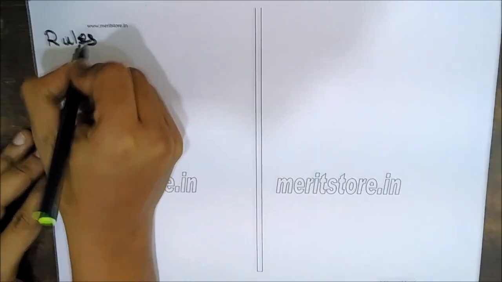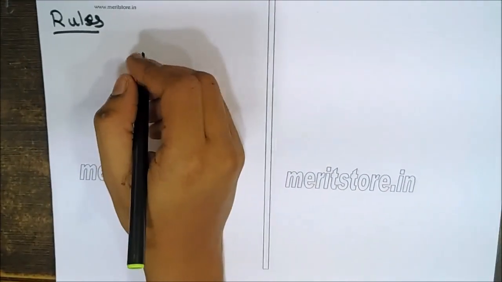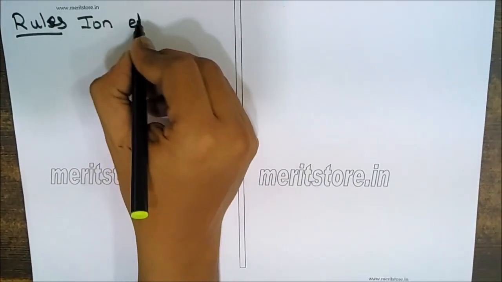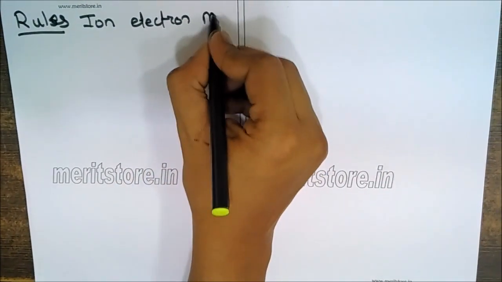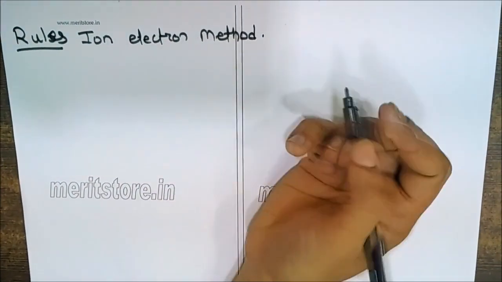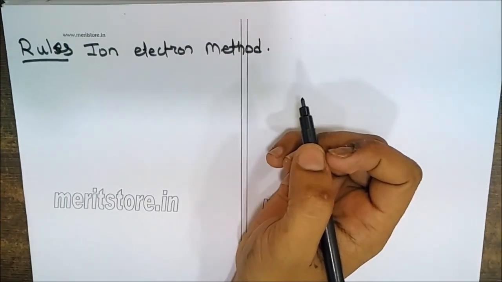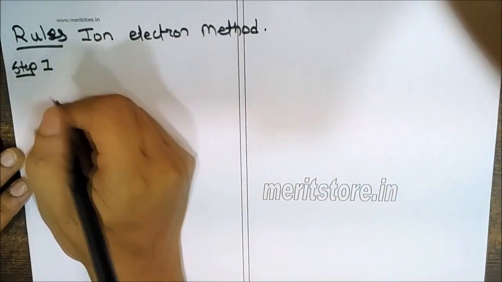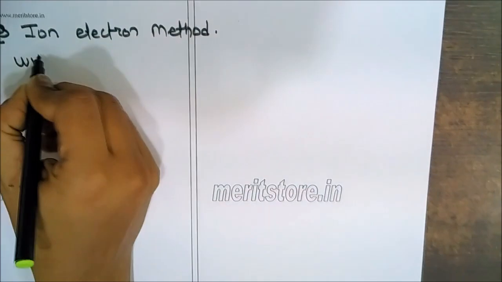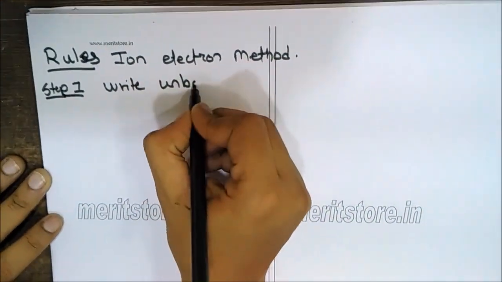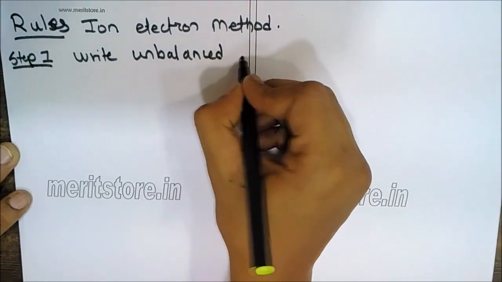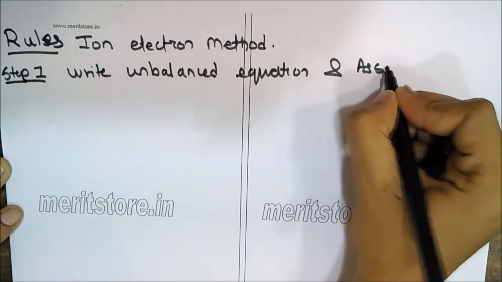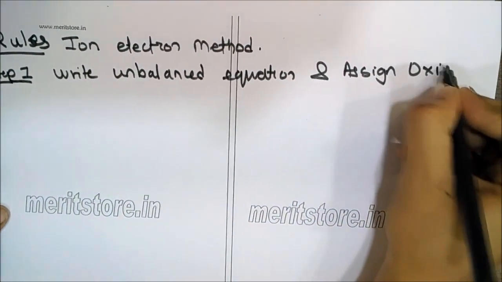Now we will learn the second method of balancing the redox reaction, and this method is called the ion electron method. The first method was the oxidation number method. This method is the ion electron method. Now step one says you have to write the unbalanced equation and assign oxidation number to each atom.